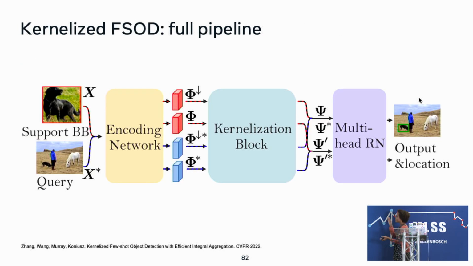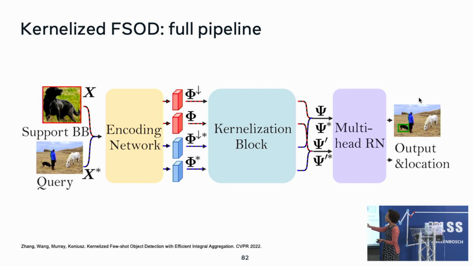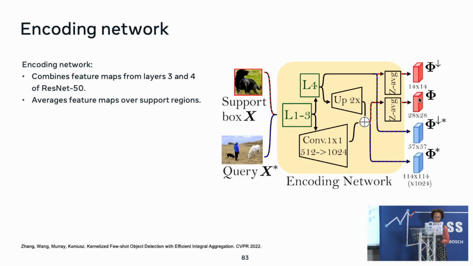Now that I've talked a little at a high level, here is a bit more detail on the pipeline. If you remember, we had the inputs, the query and the support. We had this encoding network, which we're not going to talk too much about. And then we had the similarity block. This similarity block is now decomposed into a kernelization block and then a relational block. I'm just going to focus on the kernelization block, which is the core of the work. I'll take you through each of the steps.